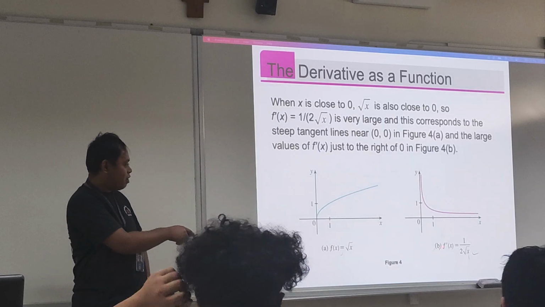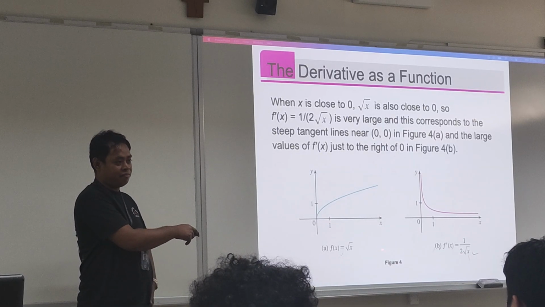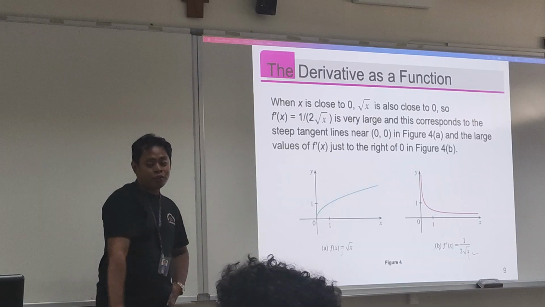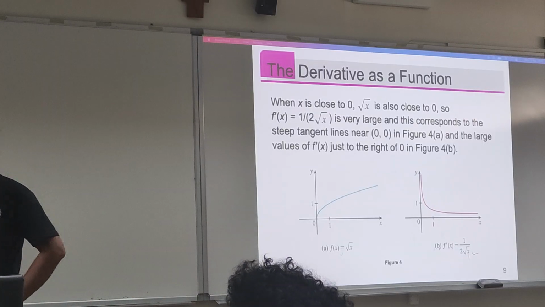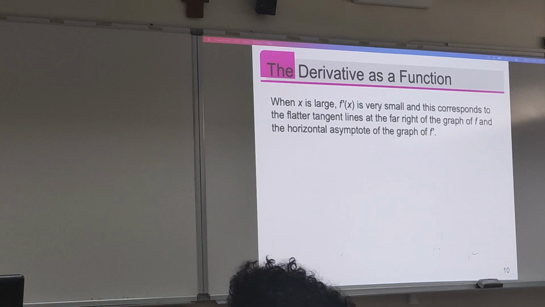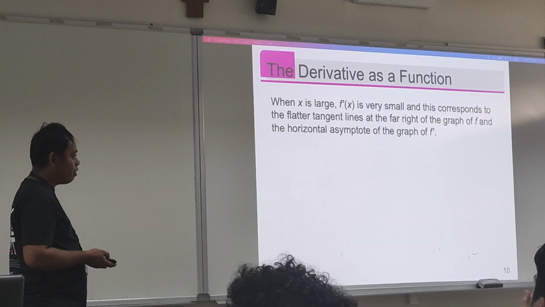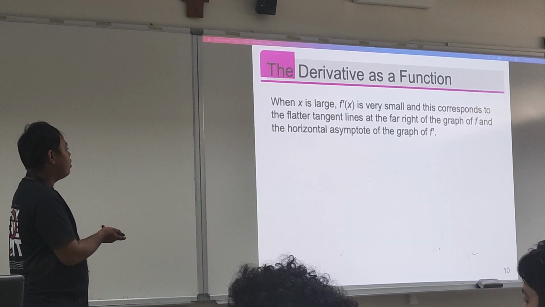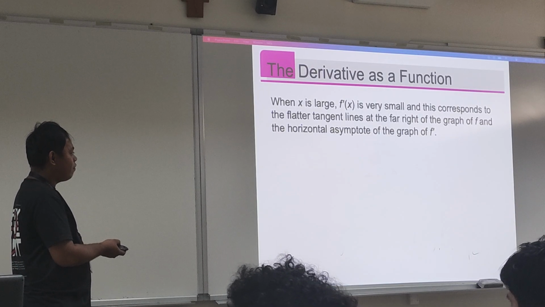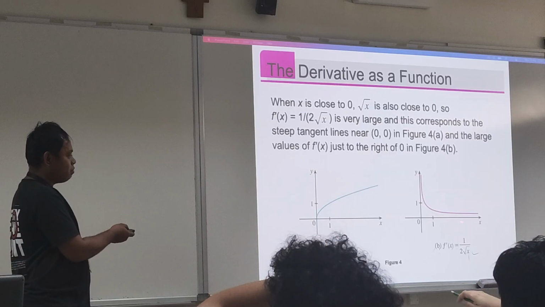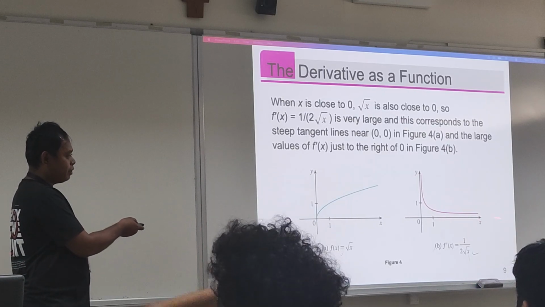Because it's set now, you have values for its derivative. So of course, if you insert points, you can plot that. Okay, when x is large, f prime of x is very small, and this corresponds to the flatter tangent lines at the far right of the graph of f, and the horizontal asymptote of the graph of f prime.